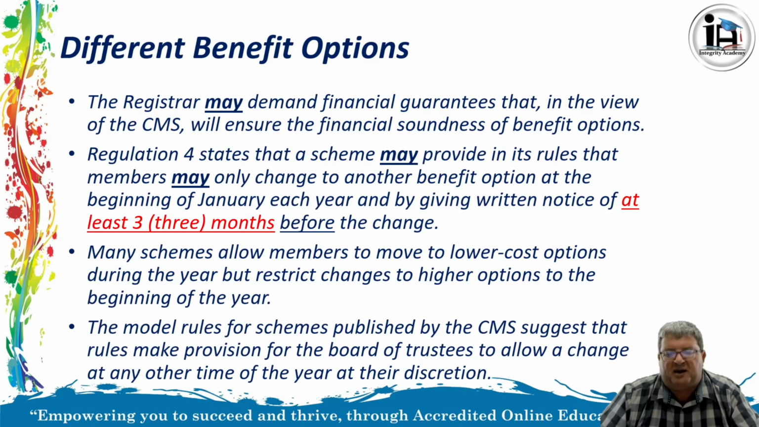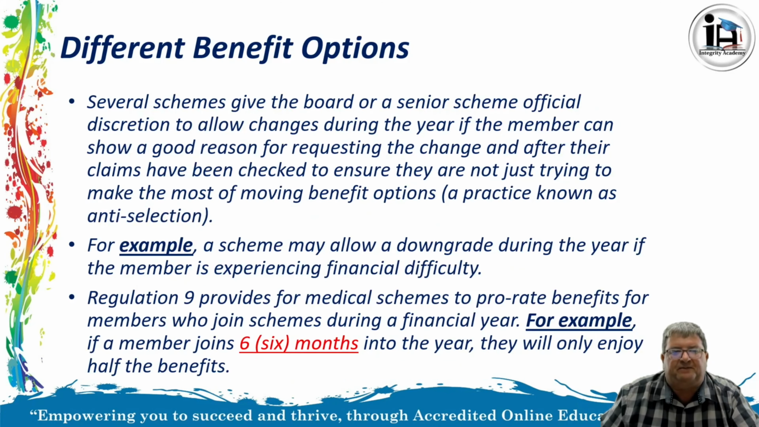The model rules for schemes published by the CMS suggest that rules make provision for the Board of Trustees to allow a change at any other time of the year at their discretion. Several schemes give the board or a senior scheme official discretion to allow changes during the year if the member can show a good reason for requesting the change and after their claims have been checked to ensure they are not just trying to make the most of moving benefit options, a practice known as anti-selection. They wanted to anti-select. They want certain options, benefits, and not the others. They cannot. For example, a scheme may allow a downgrade during the year if the member is experiencing financial difficulty.